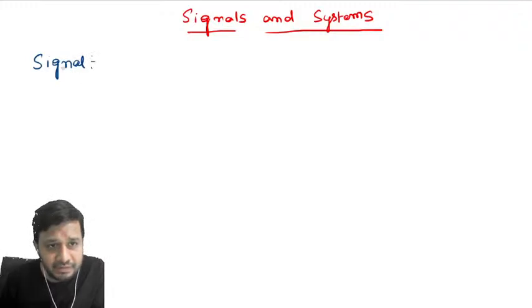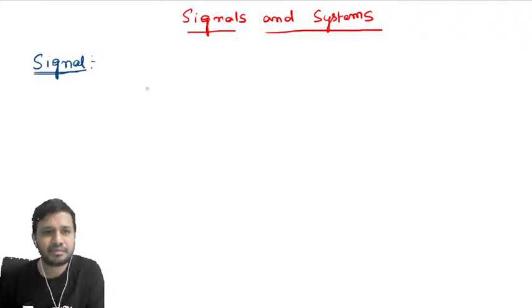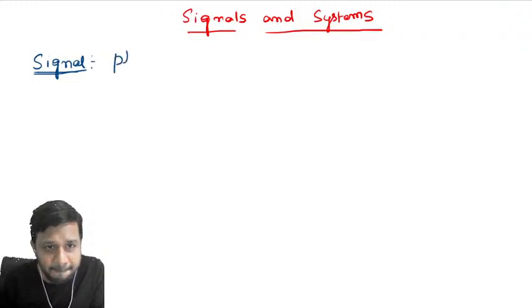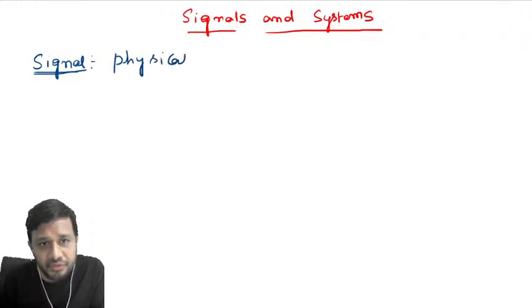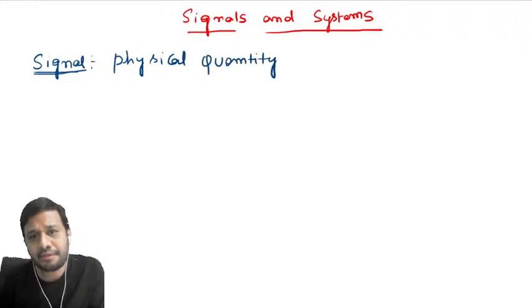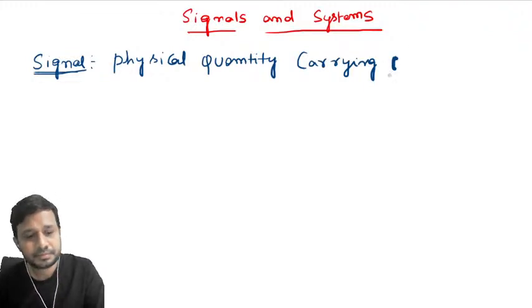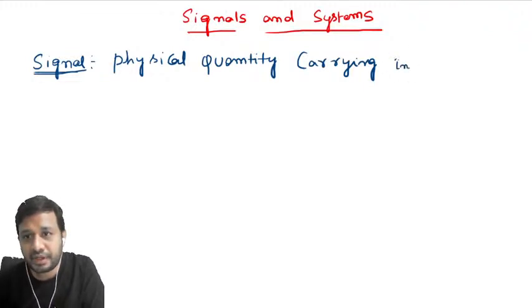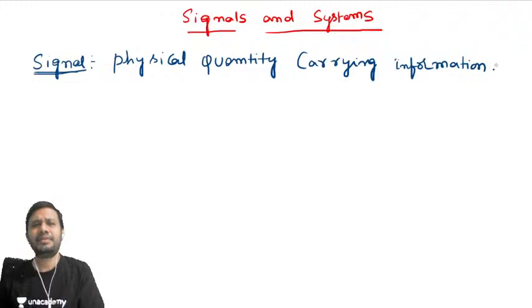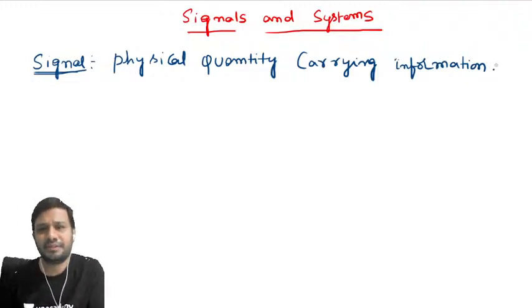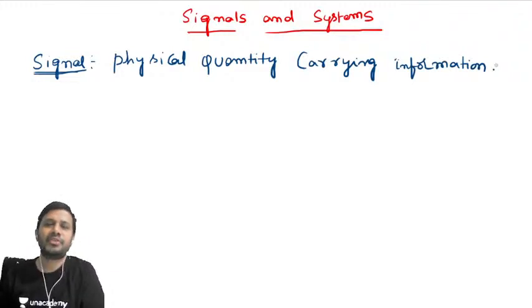I am going to define signal in two ways. First way, signal is a physical quantity carrying some amount of information. If anybody asks you the basic definition of a signal, you must say signal is a physical quantity carrying some amount of information. What is present in a signal? Information is present in a signal.